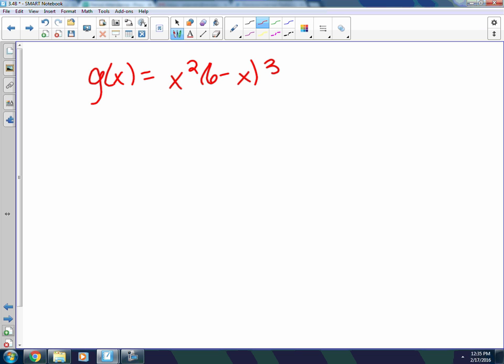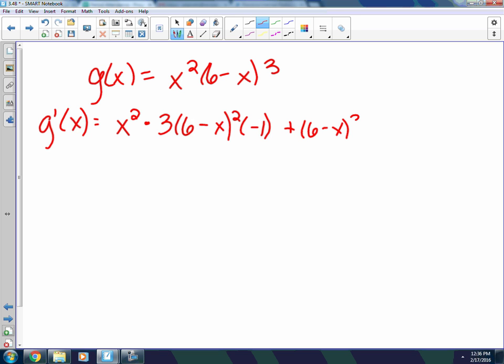Alright, so I'm going to jump into the first derivative. It's overall a product rule. Within the product rule, we have a chain rule. So it is first times the derivative of the second. Don't forget that -1 as a derivative of the inside. That was my chain rule in there. First times the derivative of the second plus the second times the derivative of the first.